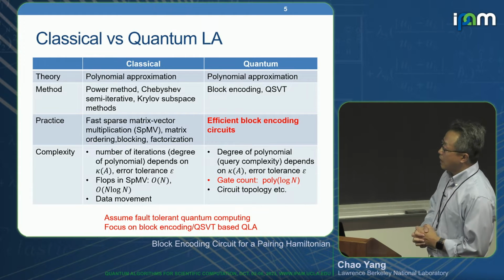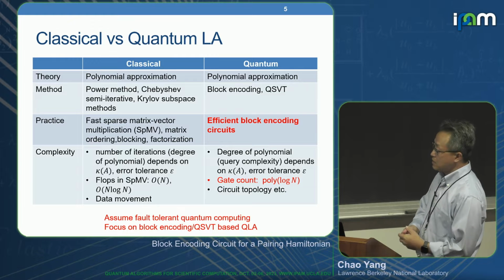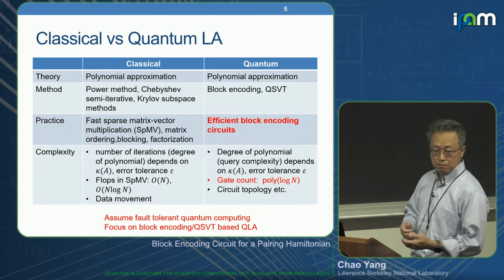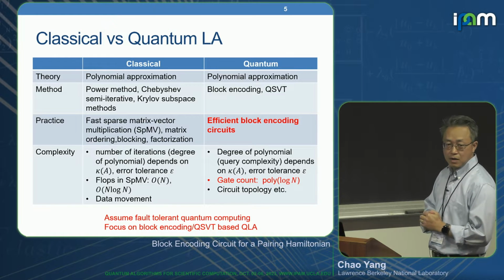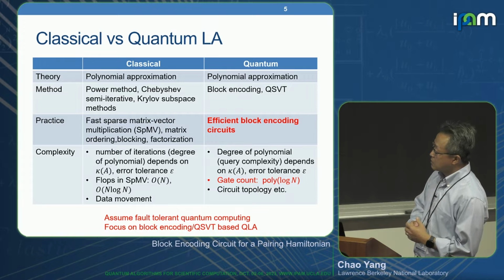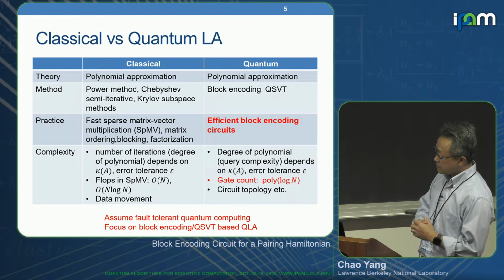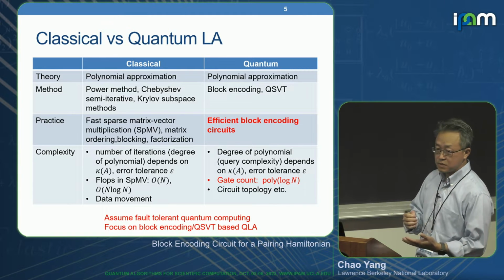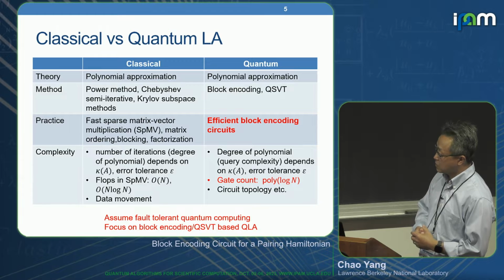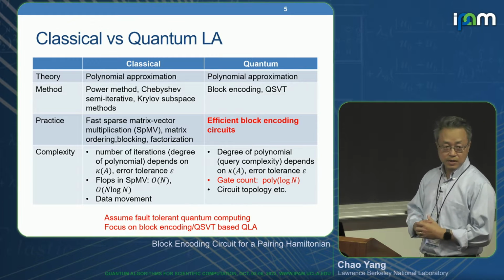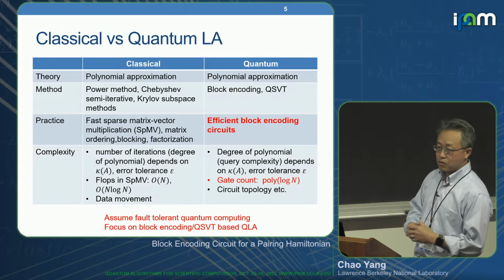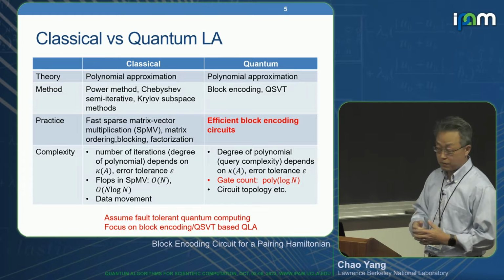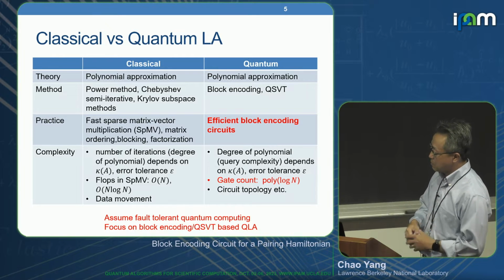In terms of evaluating complexity in the classical world, we look at the number of iterations taken by the iterative method. It often depends on the condition number and error tolerance, right? And then we also worry about the cost per iteration. This is usually the flops used in the sparse matrix-vector multiplication. Usually, a good efficient algorithm is one where you can get order n complexity, where n is the dimension of the matrix, or if you can get to n log n, that's usually considered very efficient. And then we also worry about data movement and things like that.